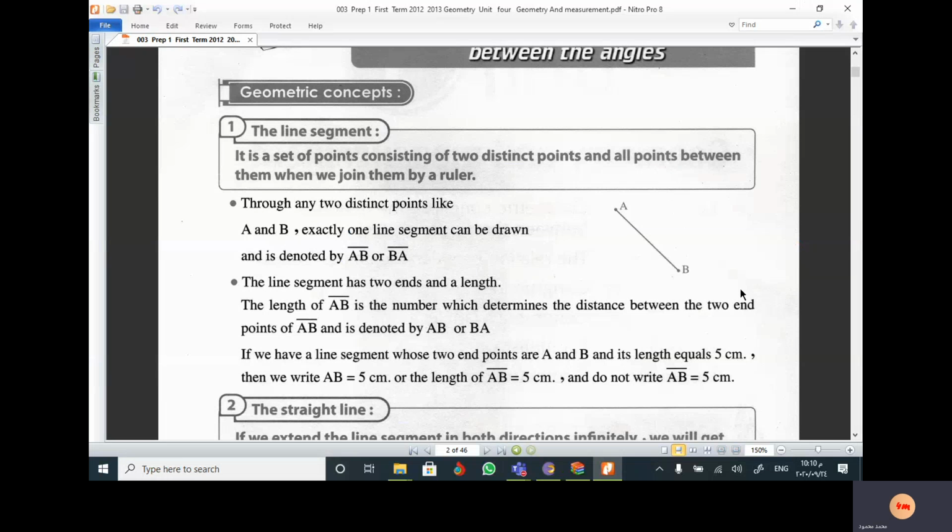At first, the line segment. Line segment is a set of points consisting of two distinct points and all points between them, when we join them by a ruler.